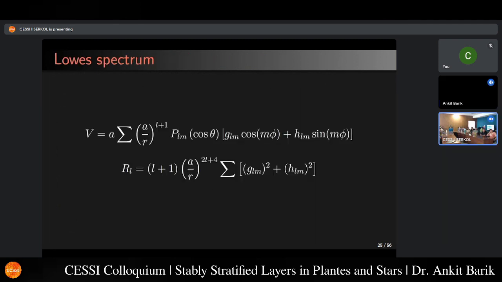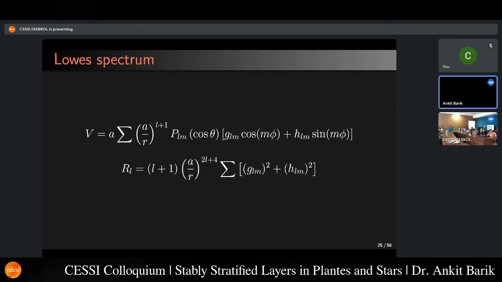So the observations are quantified in terms of what's known as the Lowes spectrum, which I will show in some slides ahead. So I'm just introducing it here. In the source-free region, beyond the dynamo region, the magnetic field can be expressed in terms of the gradient of a scalar potential, which comes out to be this if you solve Laplace's equation, where you have the real and imaginary parts of the spherical harmonics. So you have the associated Legendre polynomials, and you have these coefficients called Gauss coefficients.